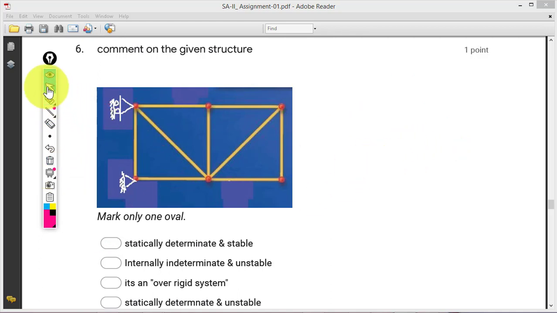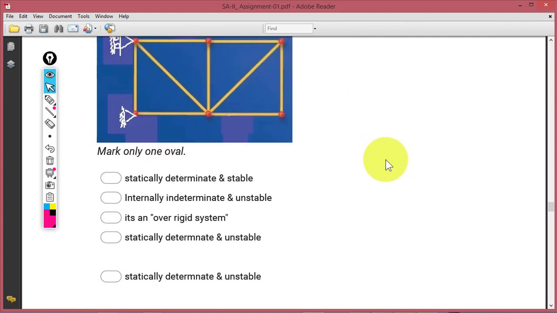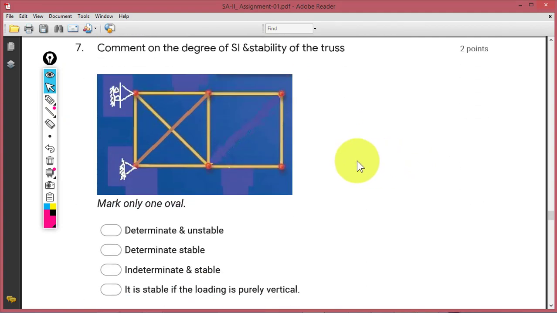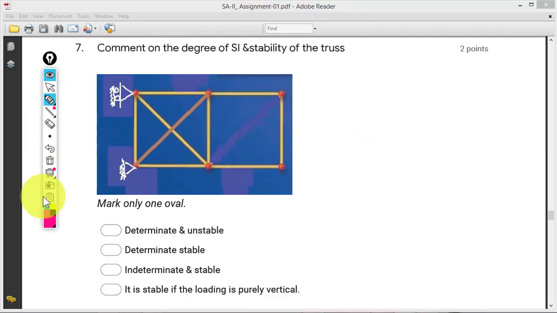So we'll take question number 4. Again same question: comment on the degree of static indeterminacy and stability of the truss. This is the previous question, which I have just modified. Here, first you look at the external condition. So again 3 minus 3, 0. So externally the truss is stable and externally it is determinate also.